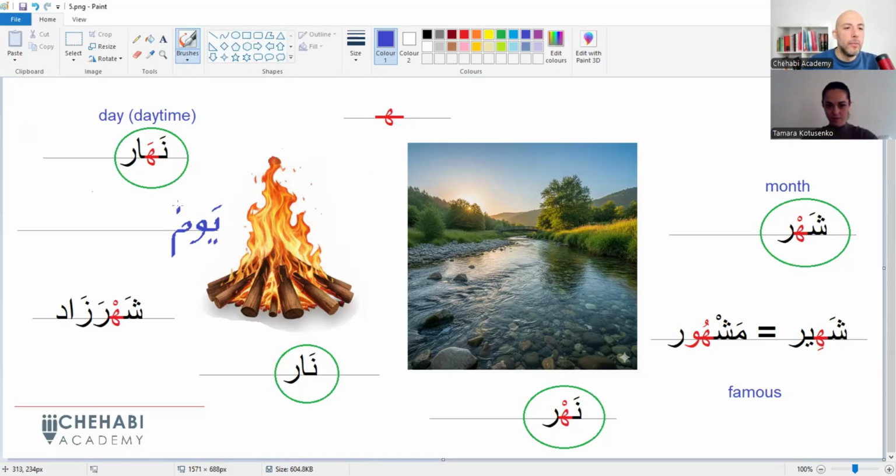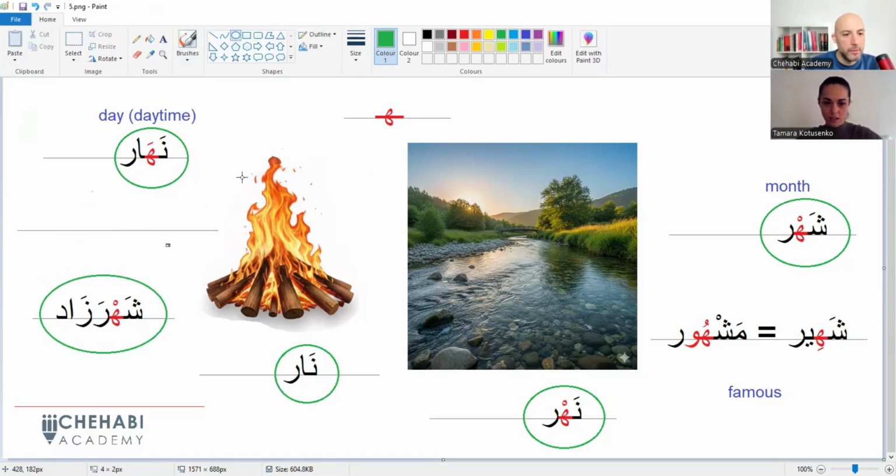And the yawm is divided into nahar, so the daytime when the sun is there, and layl, which is night. So in Arabic, we have an extra word for daytime, nahar. In English, you say the day is divided into day and night, but in Arabic, we say the day, which is yawm, is divided in nahar and layl.